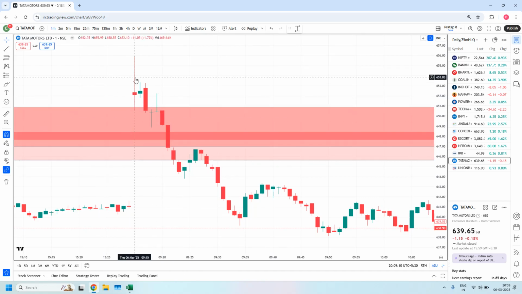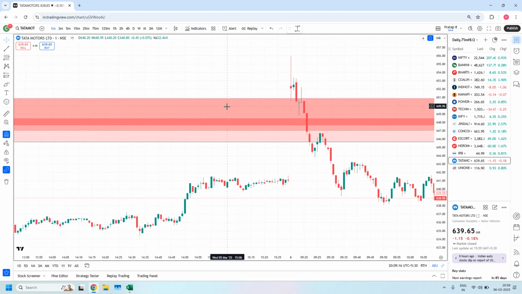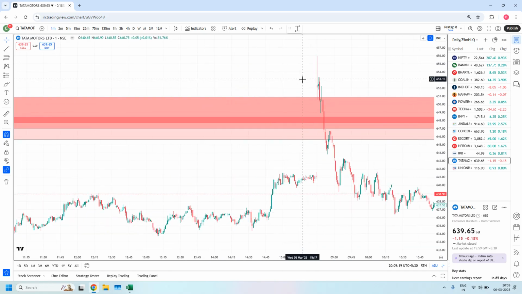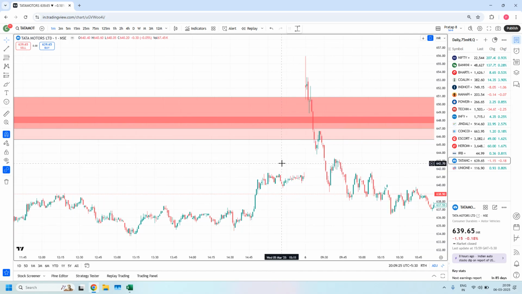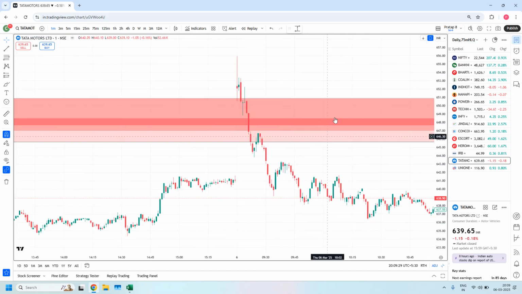Anyway, this zone is gone. So it is no more valid for the rest of the day. That is how we will understand. It may be valid if you are using some Pearson zone. If it is a Pearson zone strategy, you can adopt it, but not HLQ zone strategies. Okay, so this is what happened in Tata Motors.